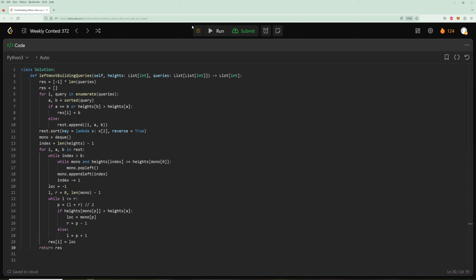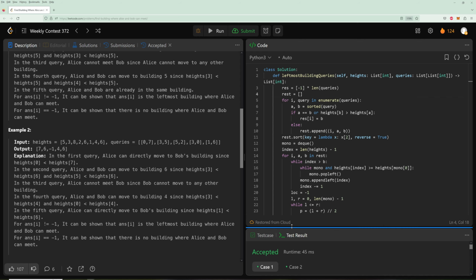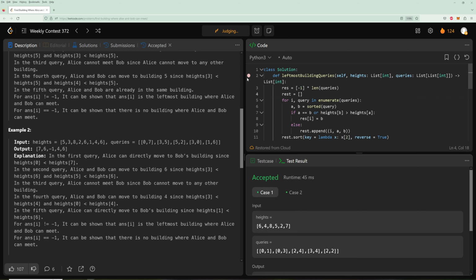So quite a long one. Let's see what happens. Okay, we have some errors. So let's see here. Let's go over here. Rest is not defined. So this one should actually be rest. This is the rest of our queries. Maybe not the best naming, but yeah. Okay, there we go.